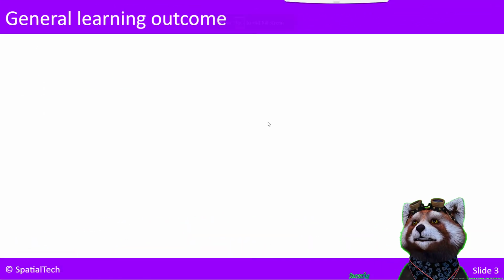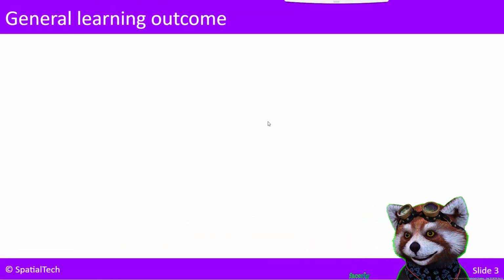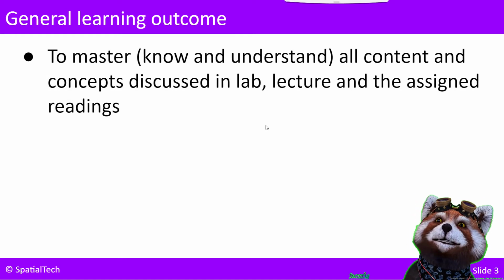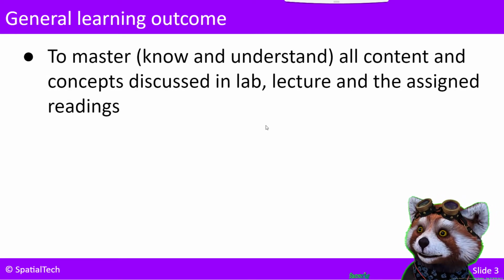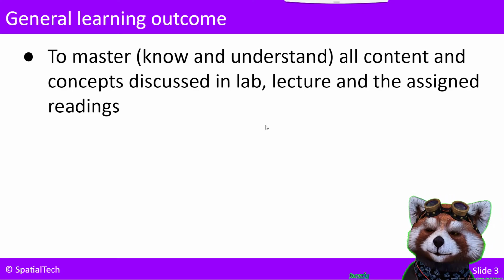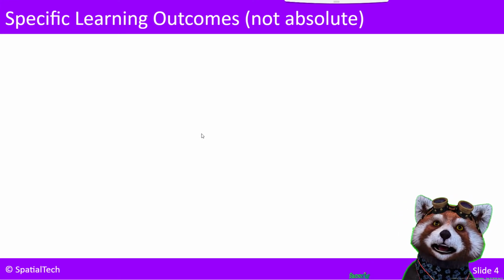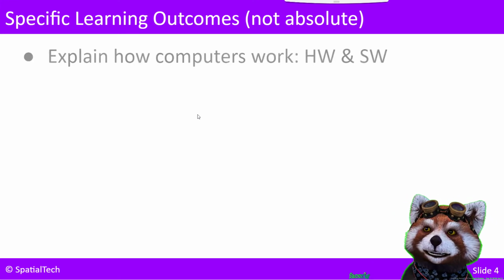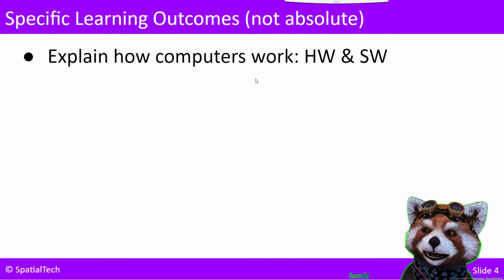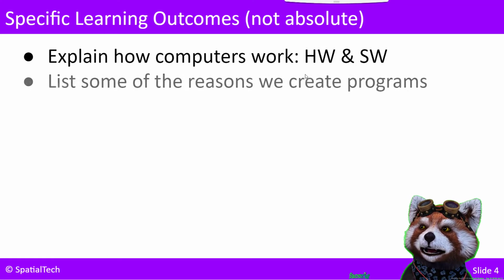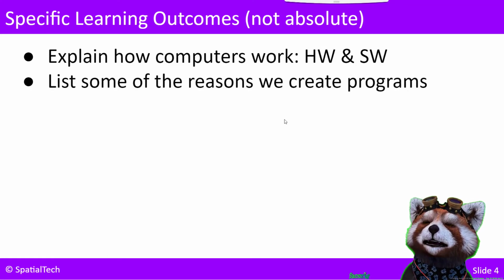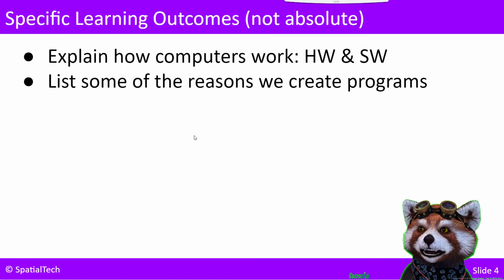Okay, so the general learning outcome is to master, which means know and understand all content and concepts discussed in lab, lecture, and the assigned readings. The specific learning outcomes, although not an absolute list, are: explain how computers work, hardware and software, and list some of the reasons we create programs. Why would you ever want to do this?